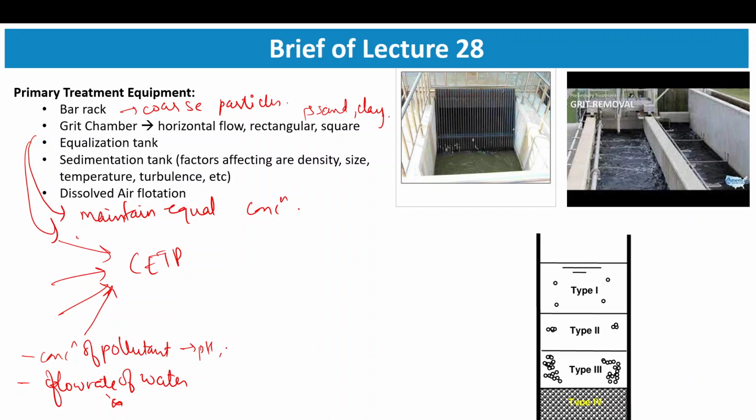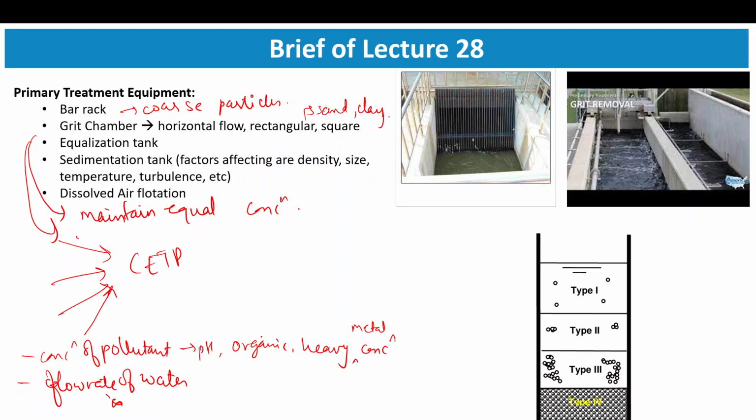So the concentration can be, as you said, the pH of water. It can be organic concentration. It can be heavy metal concentration. So it can be anything. Any sort of pollutant can have varied concentration. Now if such variable concentration and such variable flow rate is passed to further treatment units, then what happens?